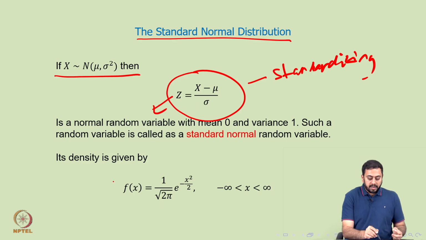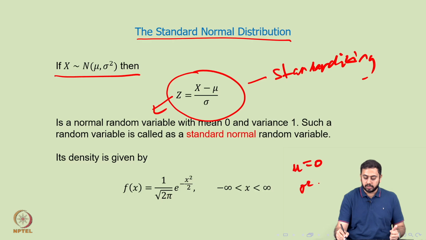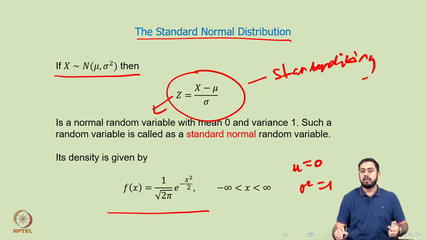Okay. And again, if you take the earlier f of x we saw in the very first slide, and simply replace mu with 0 and sigma square with 1, it reduces to this very easy density: 1 by under root 2 pi e to the power minus x square by 2, where x again lies on the entire real line. Alright.